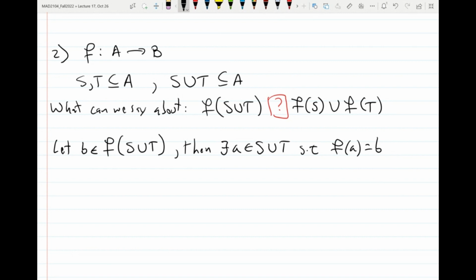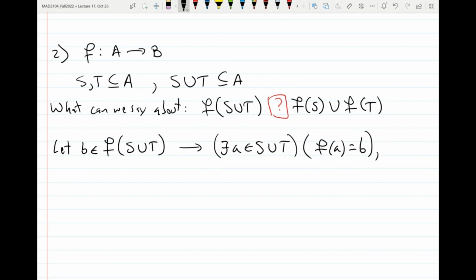Now remember, this is what you want to say, right? Now, this is pretty straightforward because now from here, what can we deduce? So I guess instead of writing a paragraph, I think it works better if I do things formally. So let b be an element in the image, then there exists an a in the union, such that f of a equals b, and then here I use the definition.